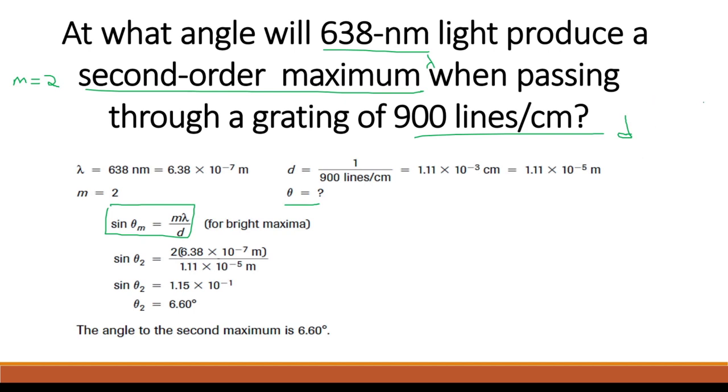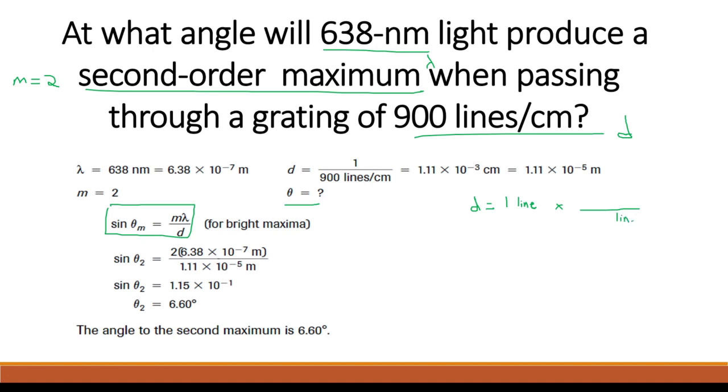We're told the specification is 900 lines per centimeter. So if we want d, we're told how many lines per centimeter. If we just want to convert one line to the unit of centimeters, we need to multiply this by a conversion factor.